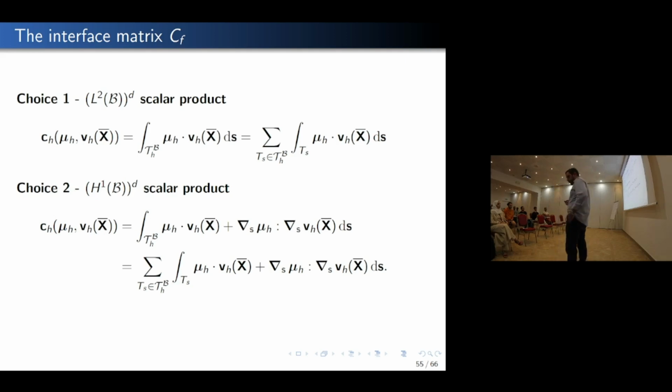Okay. This is the formulation of the mesh of the interface matrix C_F. If we have the L2 scalar product, and we want to compute at the discrete level C_H of mu_H, V_H composed with X bar, we have to integrate over T_H^B, so on the solid reference domain, mu_H and V_H of X bar. And this can be seen as the sum of the integrals on each single triangle. The same holds for the scalar product in H1, with in addition the part related to the gradient.